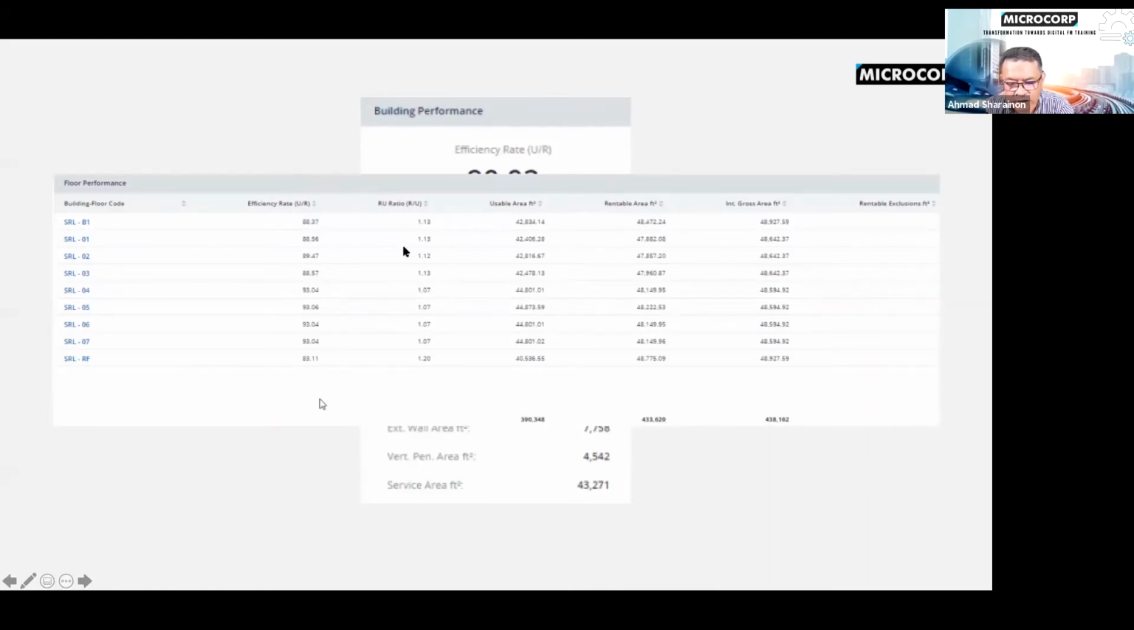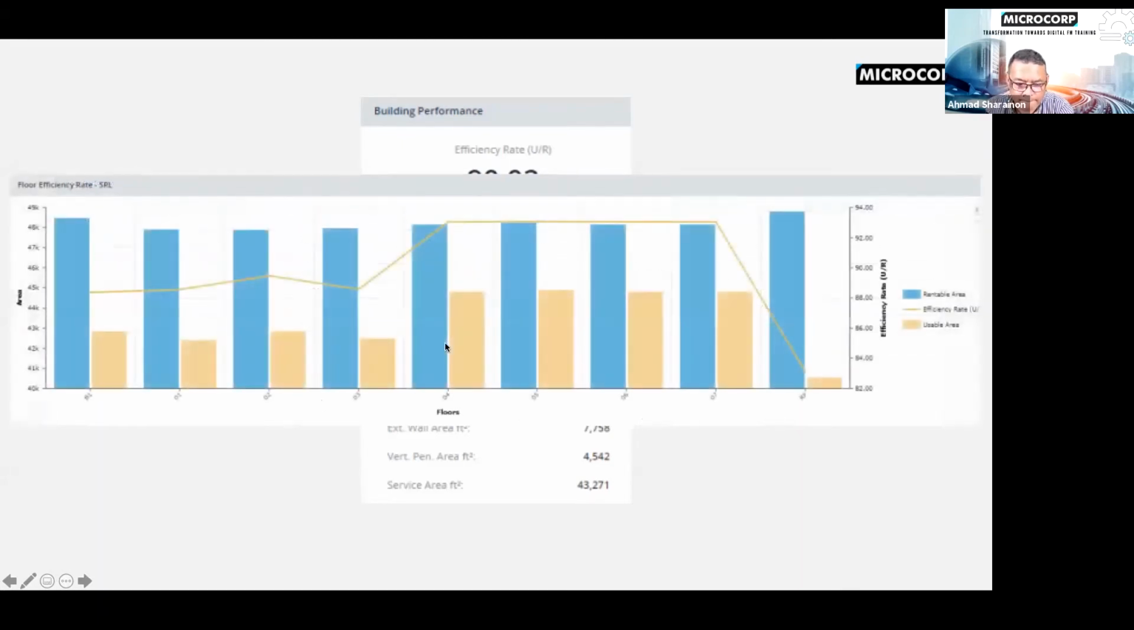It's not much different, but you can see the difference in the efficiency rate of SR04 compared to SRRF, because this is a roof, 83.11. Even though the rentable area is the same, the efficiency rate there is lesser. Then you can tabulate it to the graph, floor by floor.